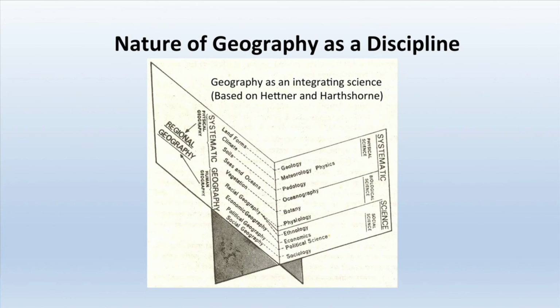The nature of geography as a discipline is a systematic science, systematic geography, and then there are several branches: physical, human, regional, and all those things are churned out together or studied together, as you can see in the diagram which was given by Hettner and Hartshorne and their concept. So, it is all about landforms, soils, seas and oceans, vegetation, racial geography, economic geography, botany, physiology, economics, political science, everything is interconnected in a single platform, that is geography.